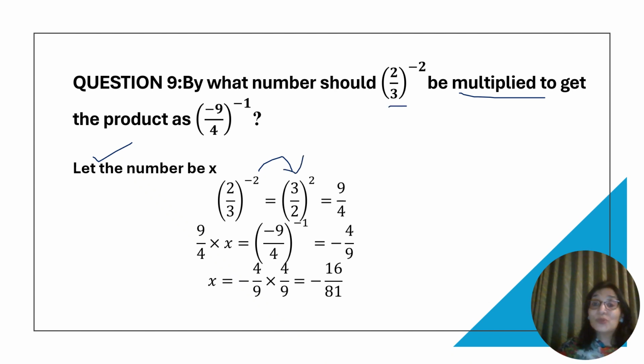That means this number 2 upon 3 to the power minus 2, when you have simplified, you got 9 upon 4. Now this 9 upon 4 will be multiplied. Please remember this, children. So 9 upon 4 into x will give minus 9 upon 4 to the power minus 1, and when you calculate, you will get minus 4 upon 9. So x will be what? Again 9 upon 4 is transposed to the other side. That means it comes to minus 4 upon 9. So 9 upon 4 becomes 4 upon 9, and then minus 16 upon 81. Hope this question is clear to you.